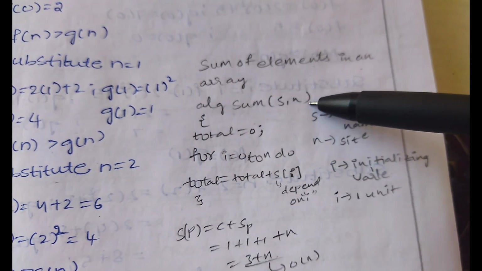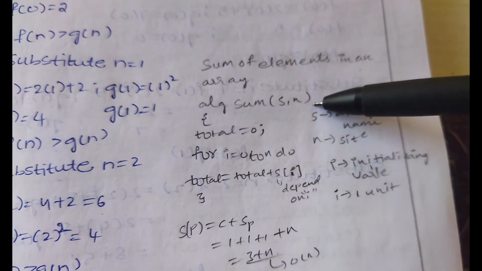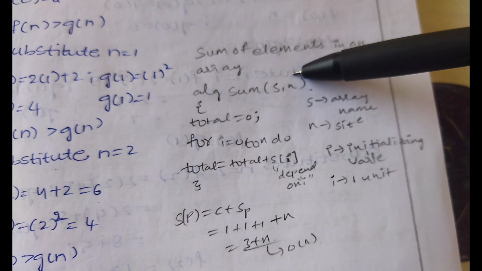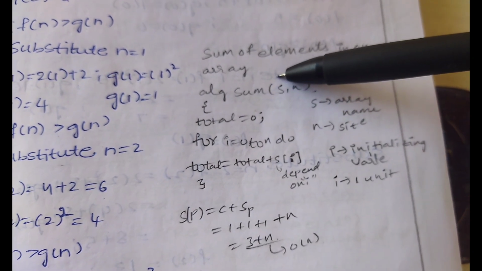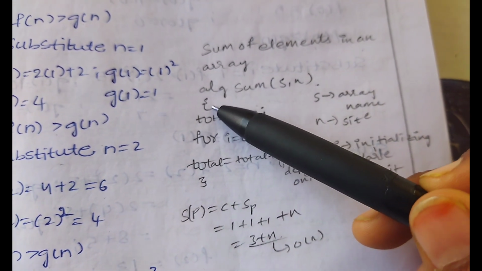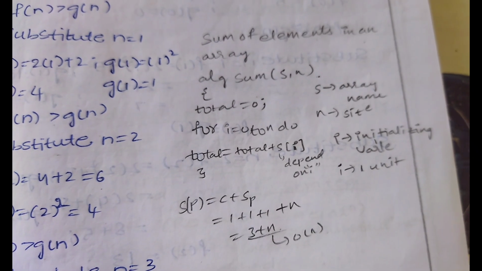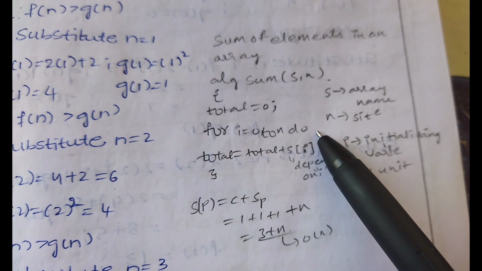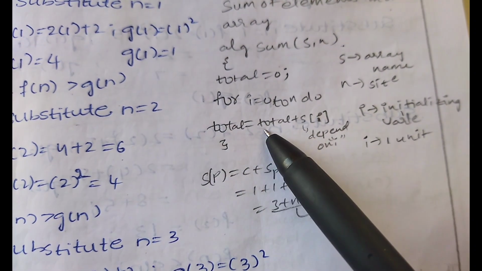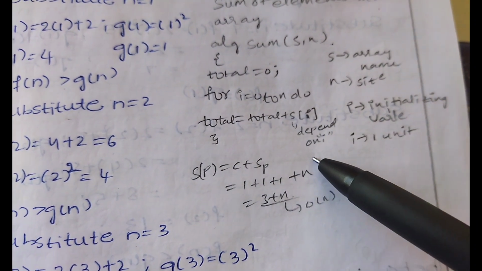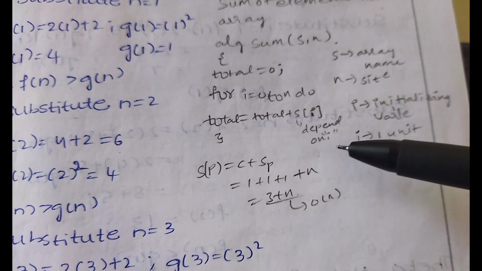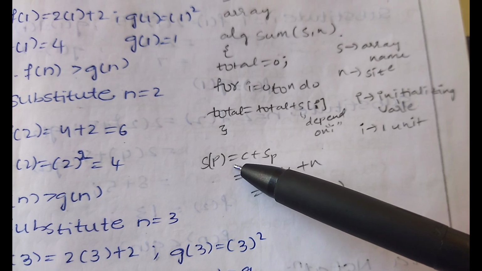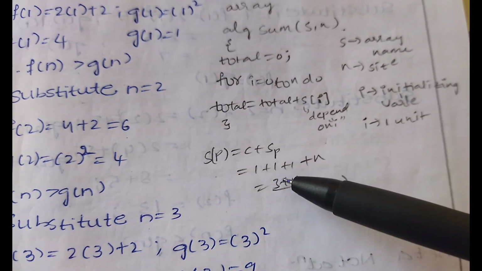For the sum of elements in an array, we use this concept. Algorithm sum: S is the array name and n is the number of elements. Open bracket, writing the main function, total equals 0. For loop, i from 0 to n, total equals total plus S of i, depending on the i value. Closing. The space complexity S of P equals C plus SP.